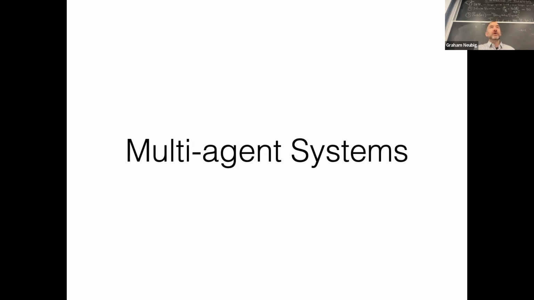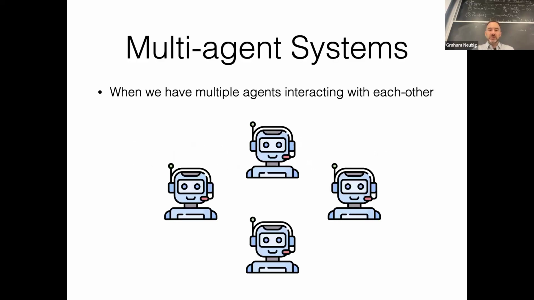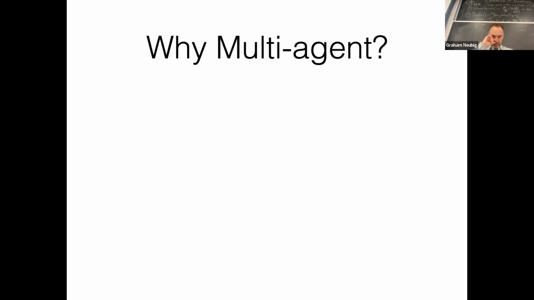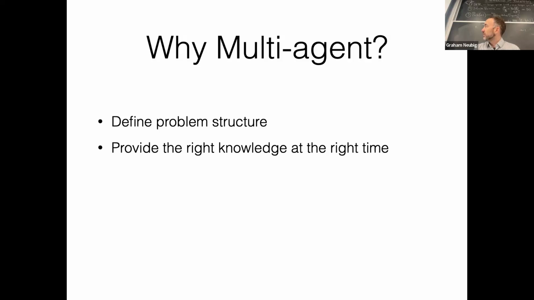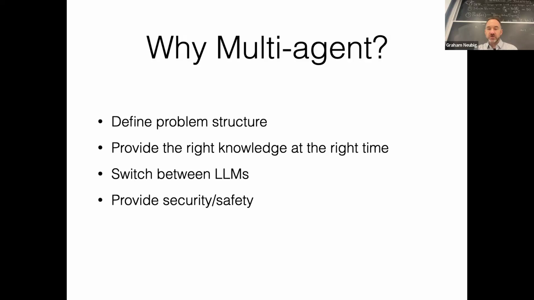So another thing I'd like to talk about is multi-agent systems. And in these cases, we have multiple agents interacting with each other. So multi-agent systems, there's several reasons why you would want to do this. The first one is defining the problem structure. The other one would be providing the right knowledge at the right time, switching between LLMs, providing security or safety, or simulating human interactions. And I can talk about these one by one.